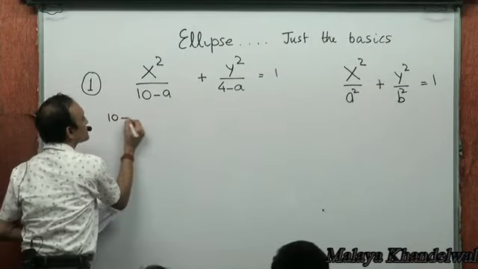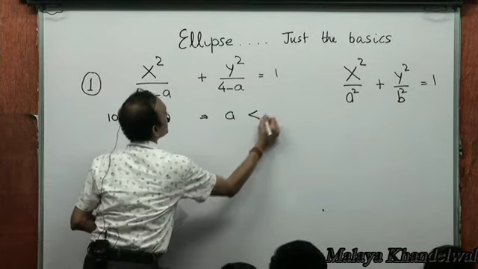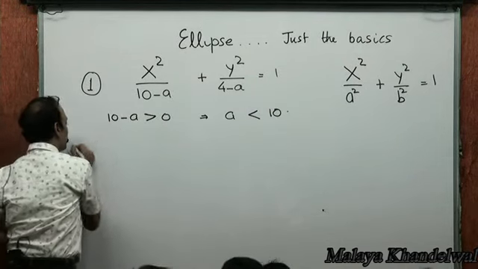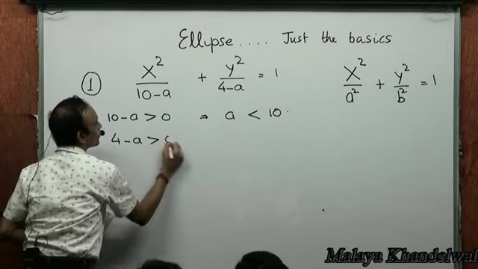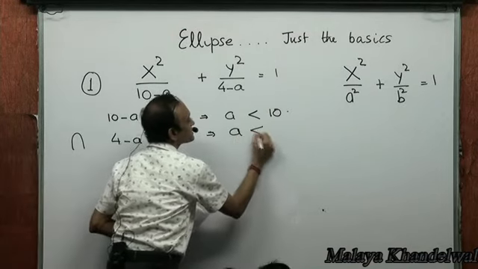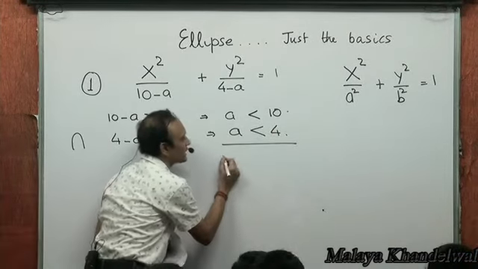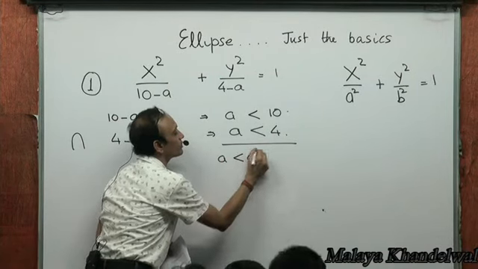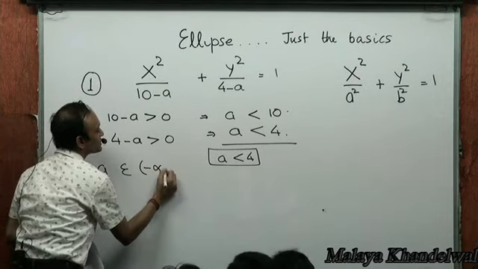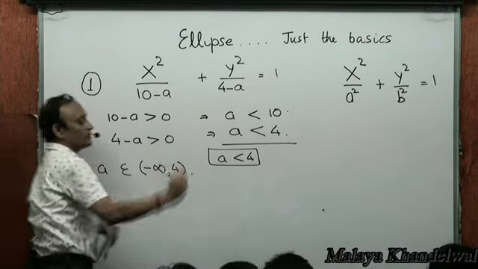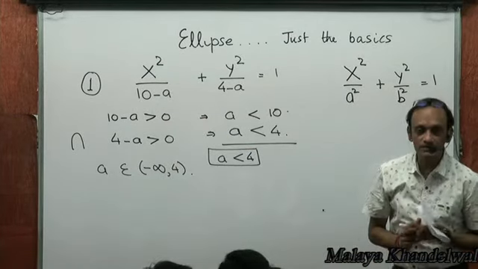So 10 minus a greater than 0, which means a less than 10, right? And along with this 4 minus a must also be greater than 0, which would mean a less than 4. Now if I combine these two, the combination is a less than 4. So the range of a is a belongs to minus infinity to 4. If a belongs to minus infinity to 4, this is capable of representing an ellipse. Yes or no?